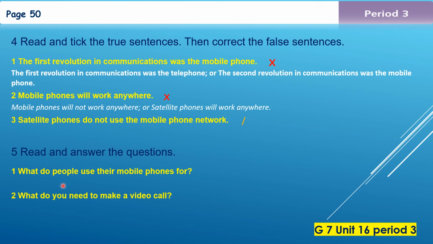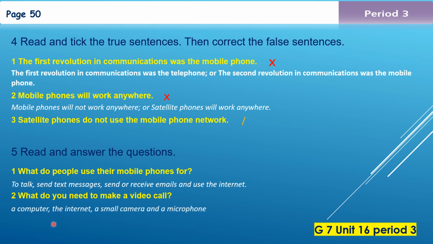Have you finished? Good. Number 1. What do people use their mobile phones for? To talk, send text messages, send or receive emails, and use the internet. Number 2, what do you need to make a video call? A computer, the internet, a small camera, and a microphone.